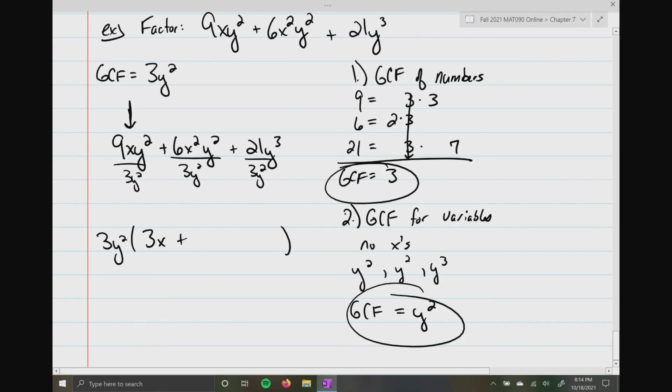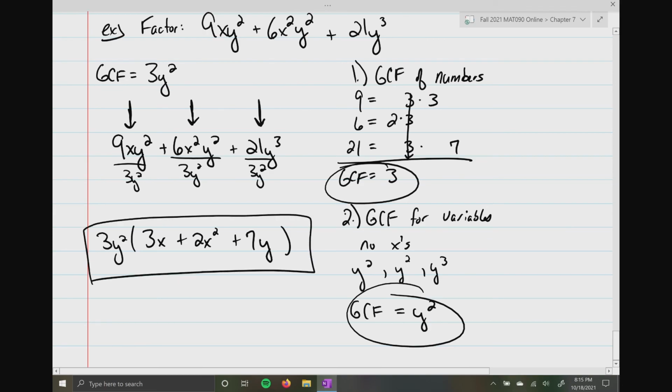Plus, middle term now. 6 divided by 3 is 2. Nothing reduces that x to the second, so it comes along for the ride. Y to the second divided by y to the second is 1. Now for the third term, put a plus. 21 divided by 3 is 7. Y to the third divided by y to the second is y to the first. And there's the answer to your problem.